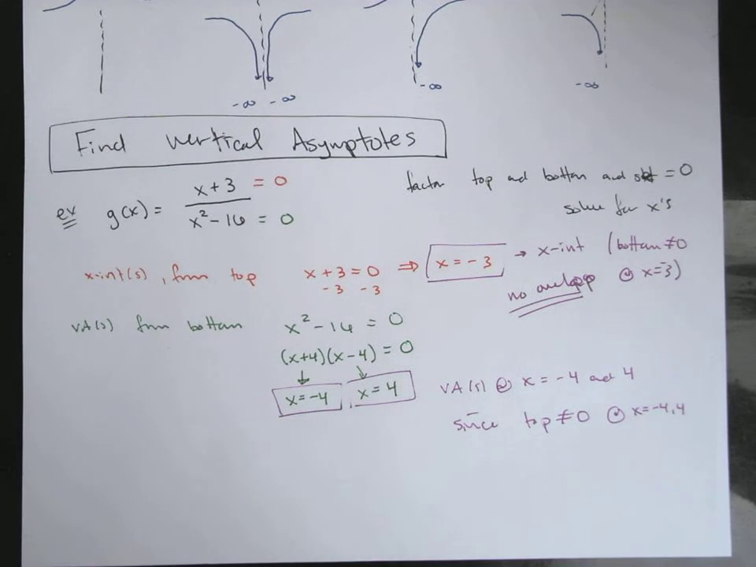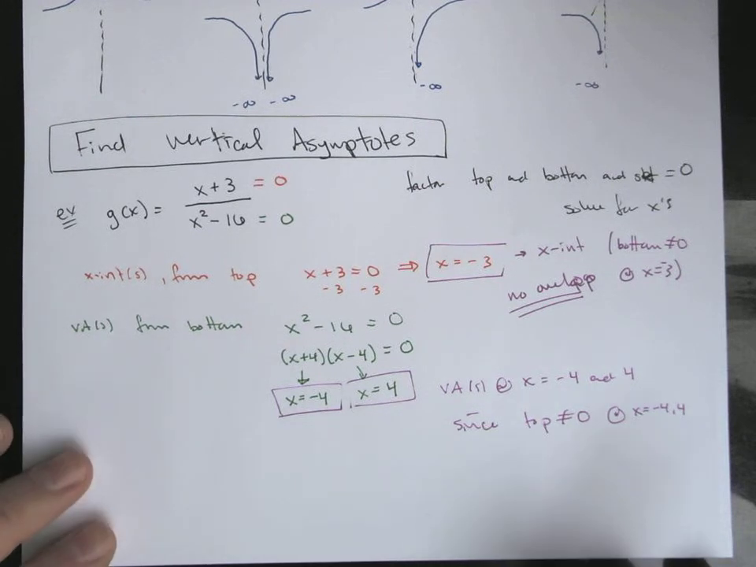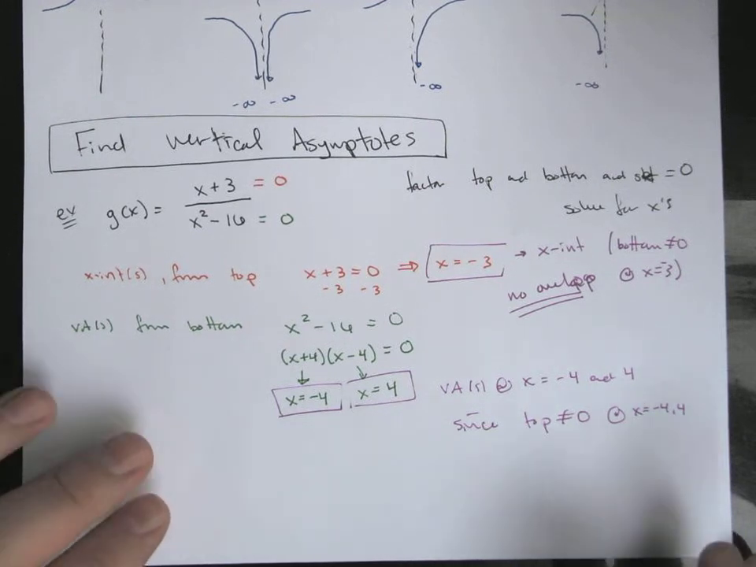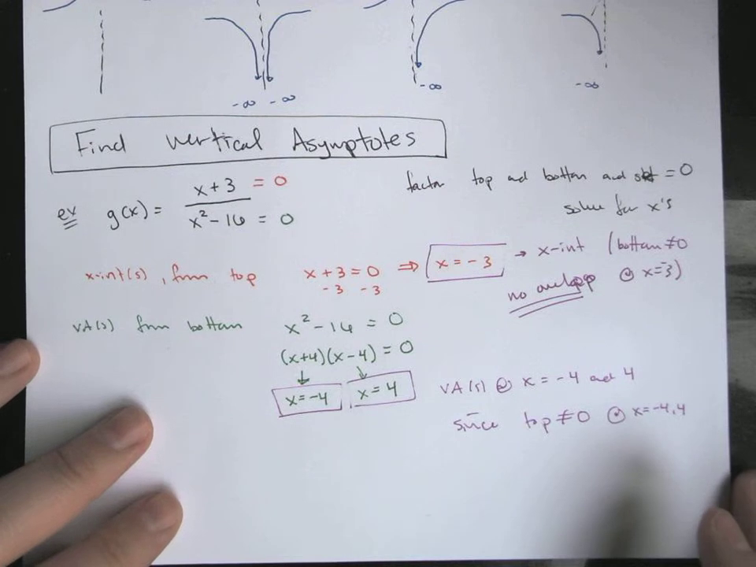So you're doing kind of a reference thing. You're taking the bottom and the top values, the different x values you get when you set them equal to 0, and just checking them against each other. Let me show you an example where we do have some overlap and what would happen.